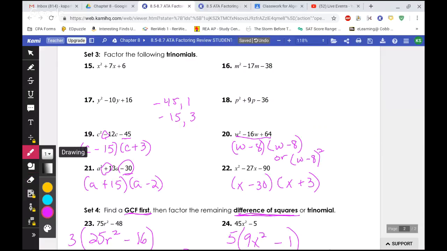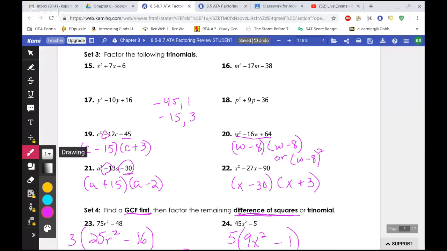Number 18, looking for two factors of negative 36 that when I combine them or add them, give me a positive 9. The negative on the 36 tells me one is going to be positive, one is going to be negative. The plus sign on the 9 tells me the bigger one is going to be positive, because when you combine a positive and a negative, you find the difference and give the sign of the higher one. So factors of negative 36.